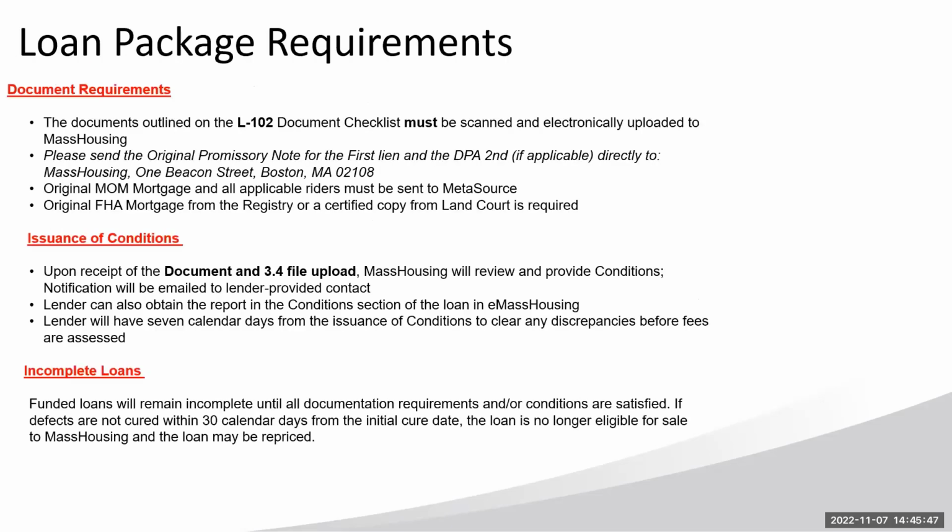Loan package requirements. The documents outlined on our L102 document checklist, which is found in our document library, must be scanned and electronically uploaded to MassHousing. Please send the original promissory note for the first lien and the DPA second, if applicable, directly to MassHousing on 1 Beacon Street in Boston. The original MOM mortgage and all the applicable riders must be sent to MetaSource, and the original FHA mortgage from the registry or a certified copy from the land court is required.